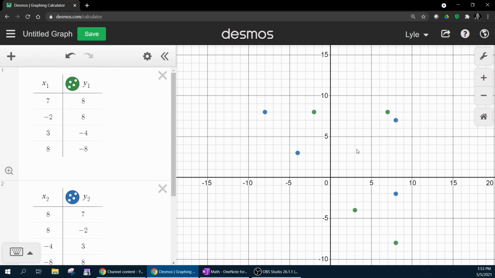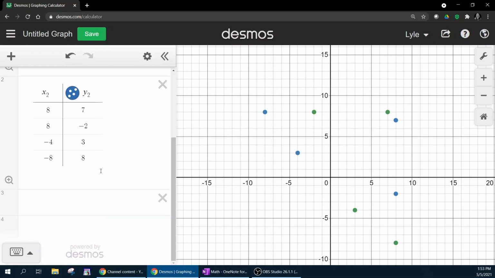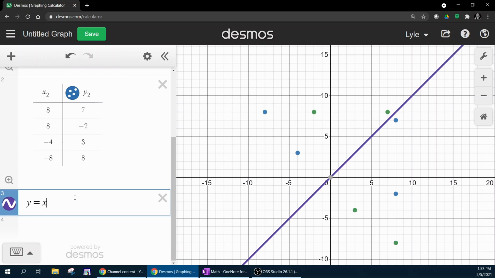What I'd like you to notice is that the green and the blue dots appear to be symmetric, like on a diagonal here. These are symmetric, this dot and this dot, and then these two fold over to here. So now, to introduce you to the symmetry of a relation and its inverse, they will always be symmetric about the line y equals x.